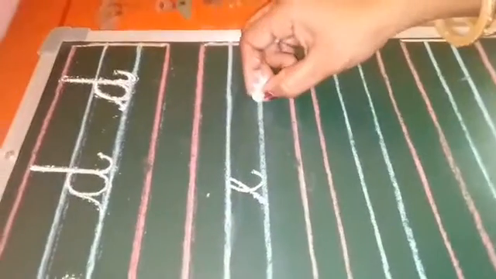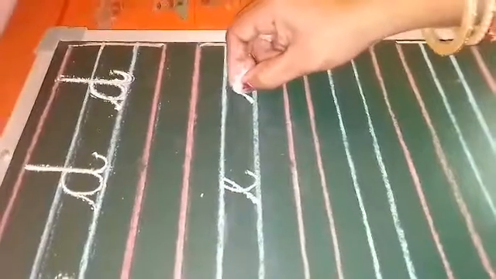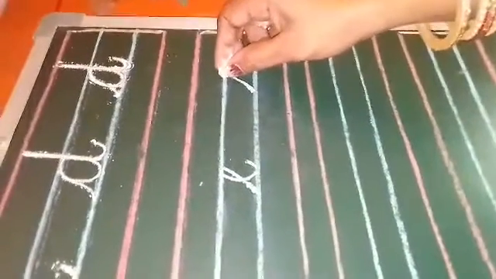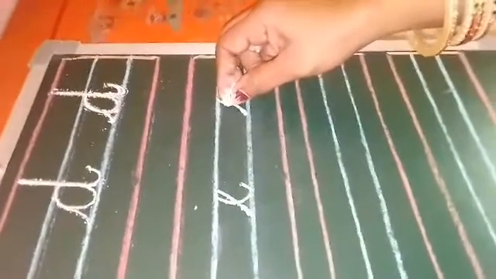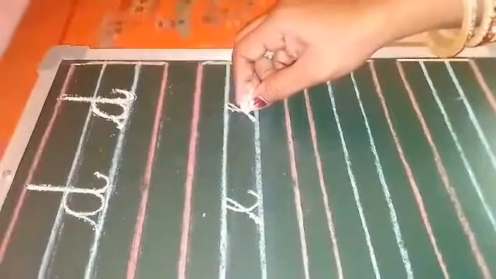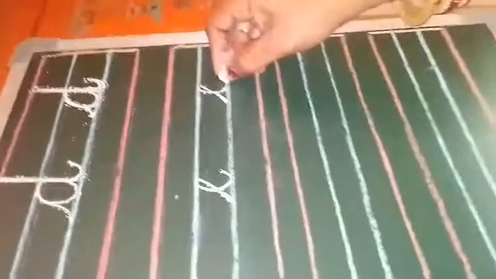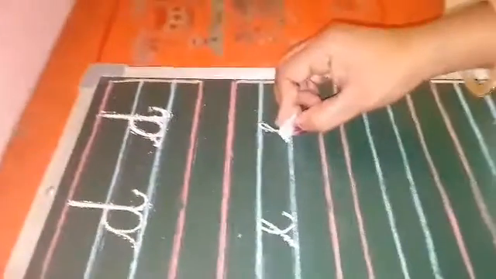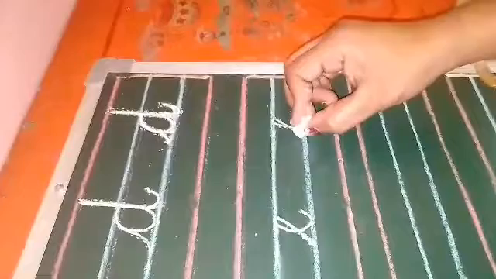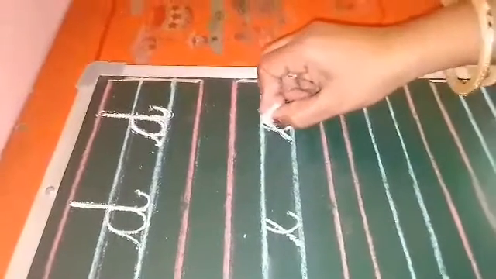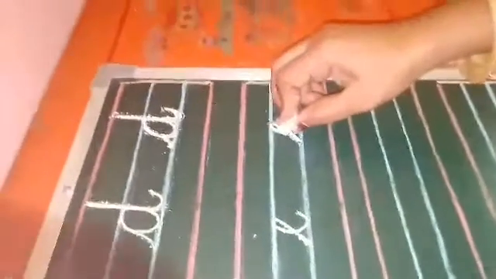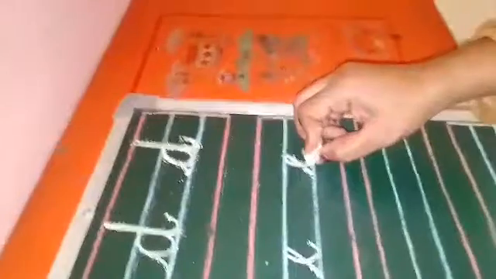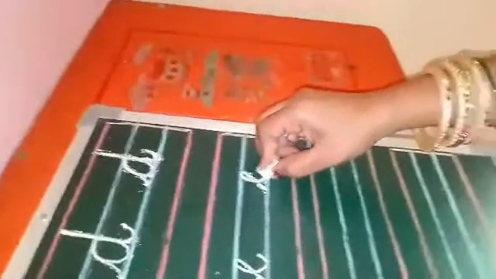Slanting line, third line to second line and round it a little bit and downward from second line to third line and a little bit upward. It makes E. Repeat it with me. Slanting line from third line to second line and a little bit round it and downward, second line to third line. It makes E.